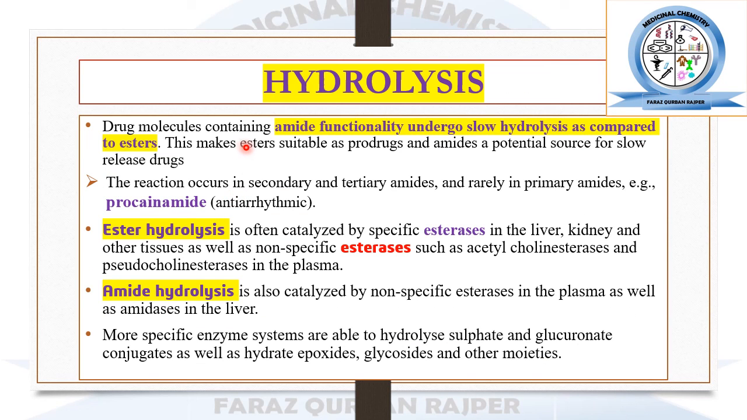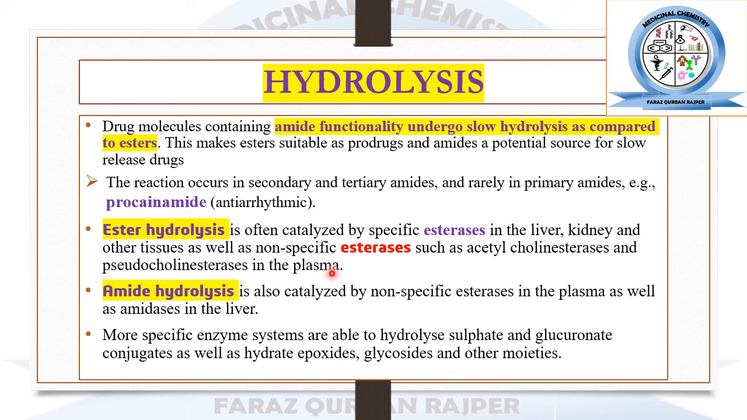Now, as I have discussed, there are two types of hydrolysis, mainly ester and amide hydrolysis. Amide hydrolysis usually takes place at a slower rate in comparison to ester. Why is this happening? Because of the availability of the esterase enzyme in higher concentration, and because of its suitability for the hydrolysis reaction. The reaction in secondary and tertiary amides occurs more readily, and in primary amides it occurs rarely. For example, procainamide, one of the antiarrhythmic drugs.